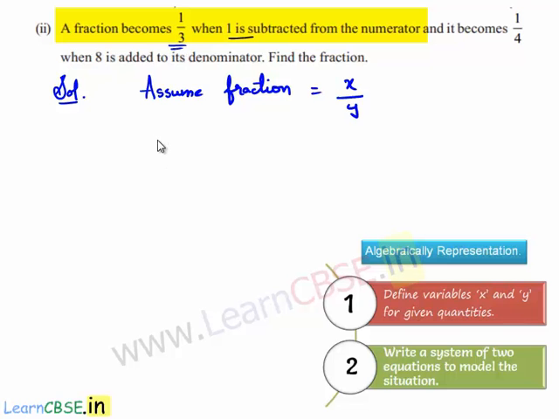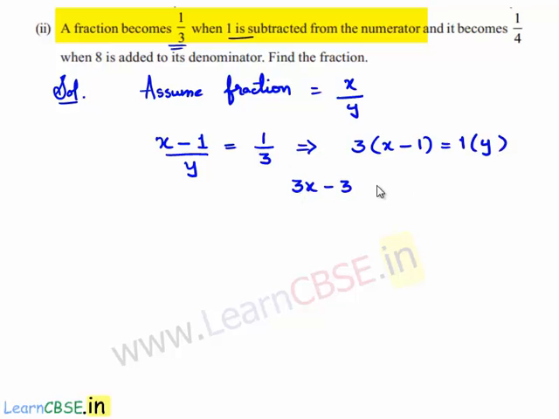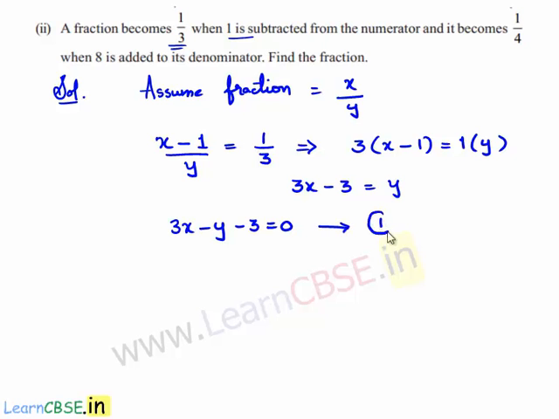by 3. So the numerator of the fraction is x, and when 1 is subtracted, it becomes x minus 1 divided by y, which is nothing but 1 by 3. So on cross multiplication, this becomes 3 times of x minus 1 is equal to 1 times of y. So we can write this as 3x minus 3 is equal to y. So on transposing y to the left hand side, we can write this as 3x minus y minus 3 is equal to 0. Assume this equation as equation number 1.